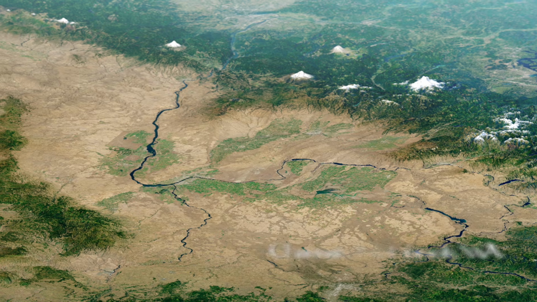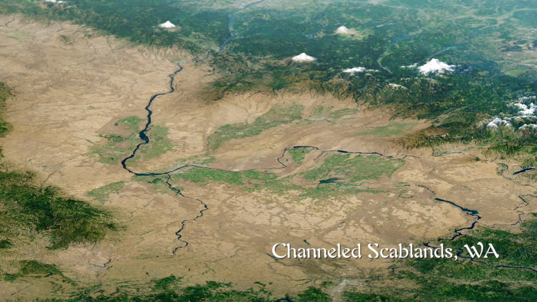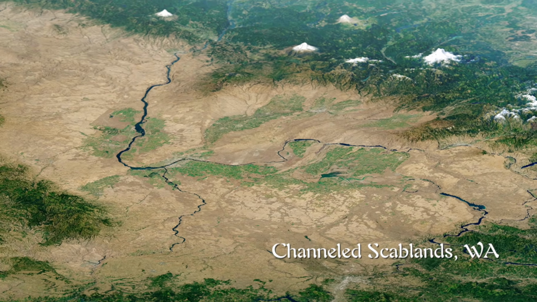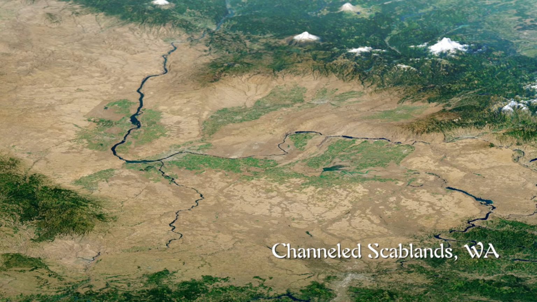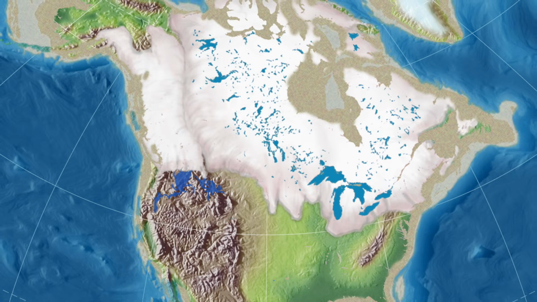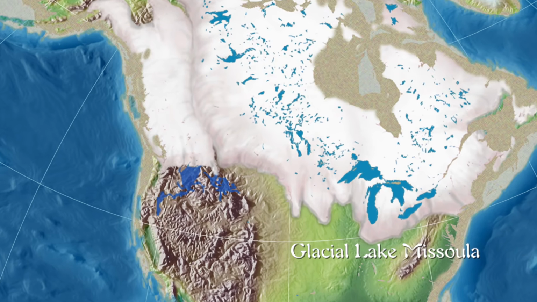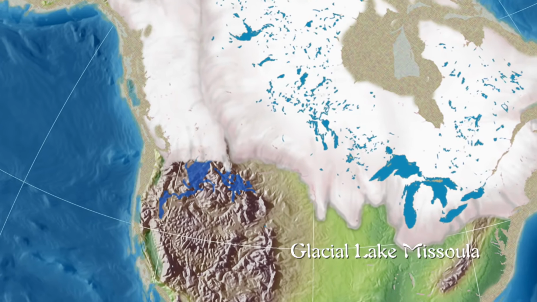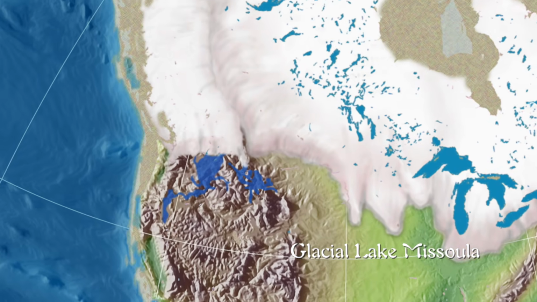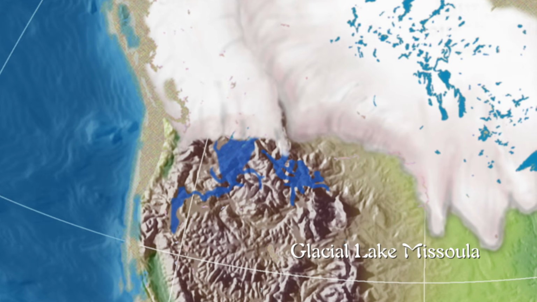And at the same time, there was a grand debate going on about the origin of the channeled scablands. And channeled scablands are out in central Washington along the Columbia River. Part of the continental ice sheets coming out of Canada dammed a large lake along the Clark Fork, particularly in the Missoula area, and that lake was up to 2,000 feet deep.